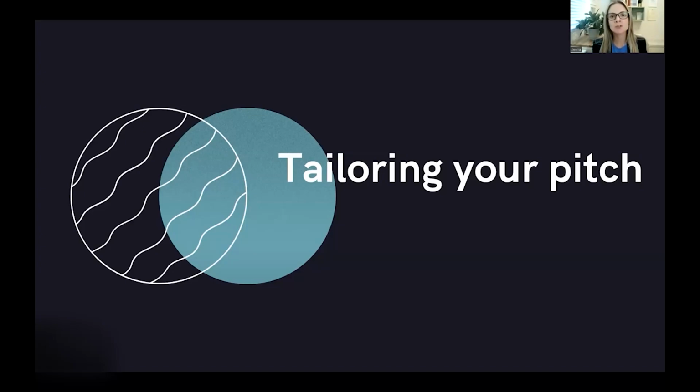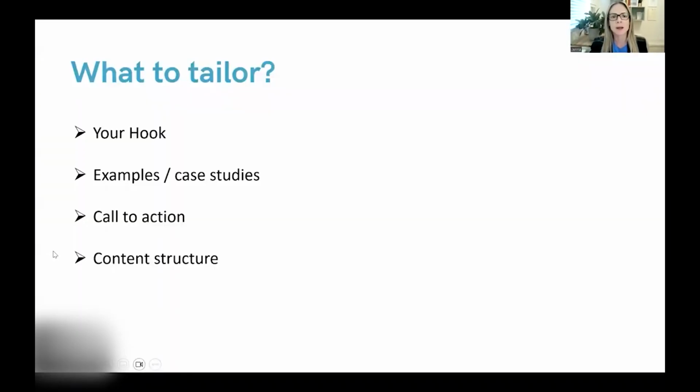So how do you do it, and what areas of your pitch can you tailor? Because understandably, you don't want to be developing a whole new pitch for every opportunity and for every meeting that you have. But there are some key areas that will help to get that tailored approach across and to make it feel like it is a much more bespoke pitch for the person that you are in front of. So let's have a look at what those areas might be.